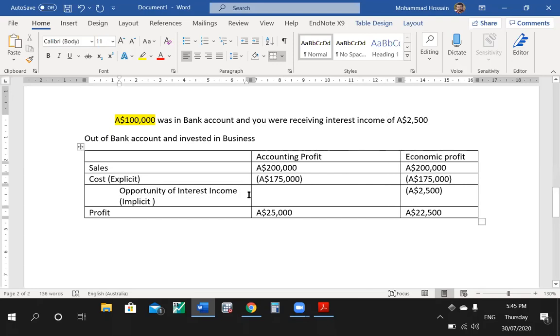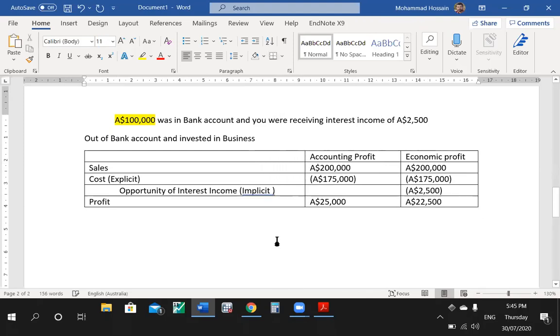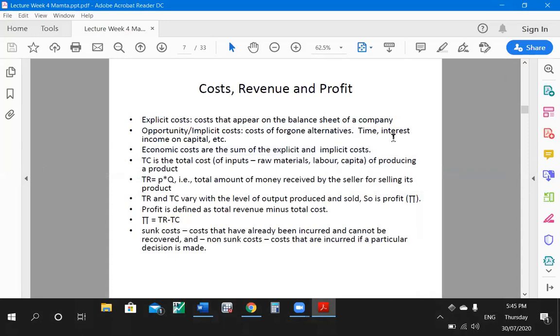Any questions for me, guys? So what is implicit cost? Implicit costs are those costs which are the opportunity cost of your investment. So it could be interest income on capital. It could be time. Economic costs are the sum of explicit and implicit cost.